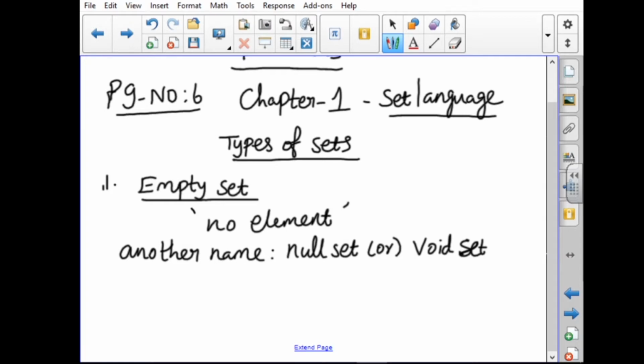The symbol is, how to denote the empty set. The symbol is phi. The empty set is denoted by phi or empty braces.